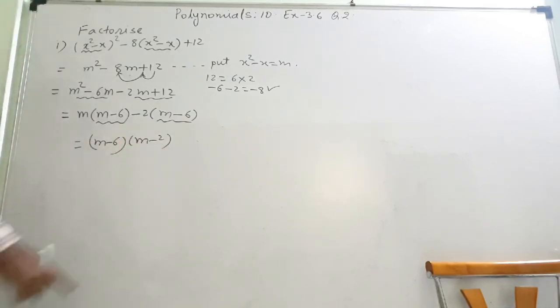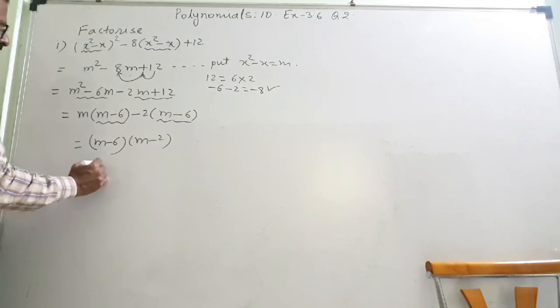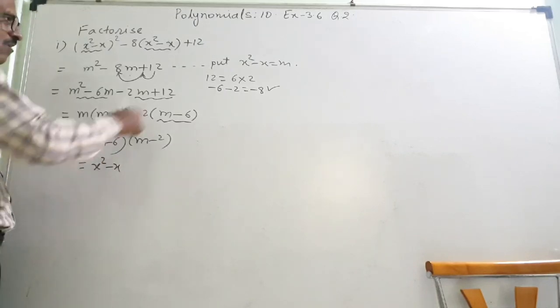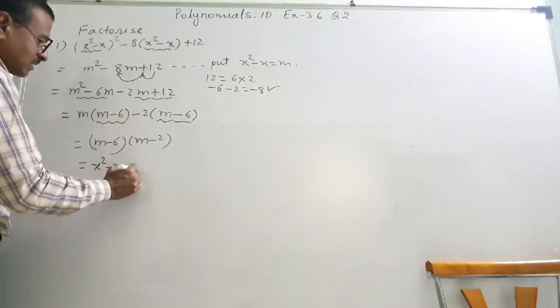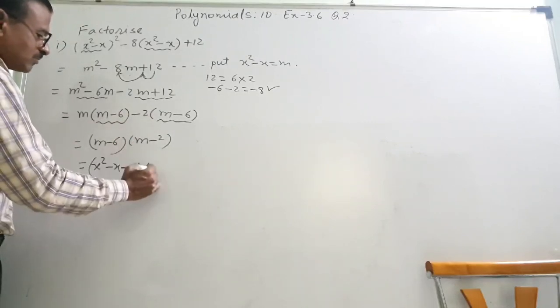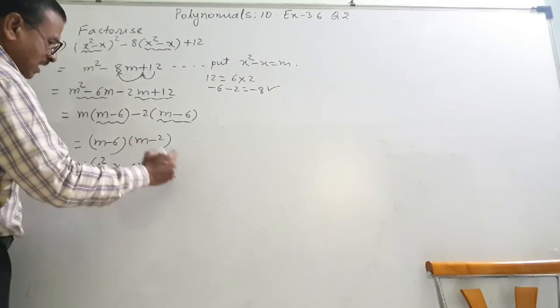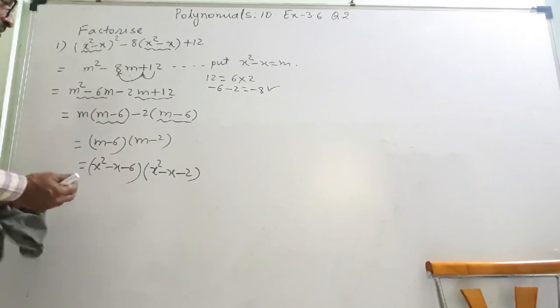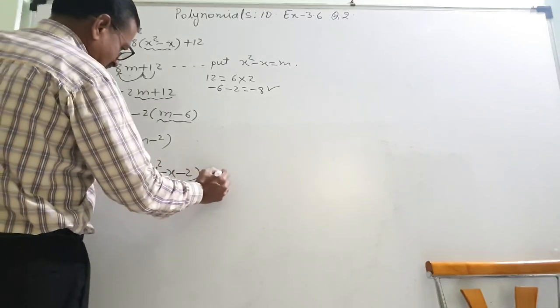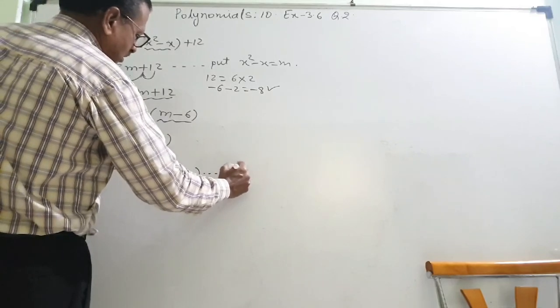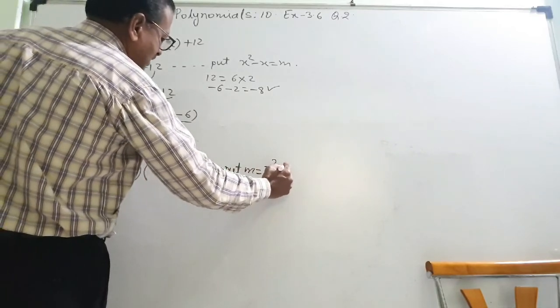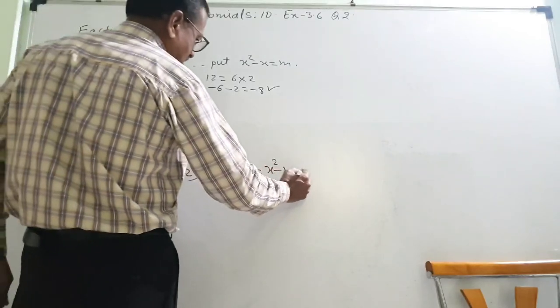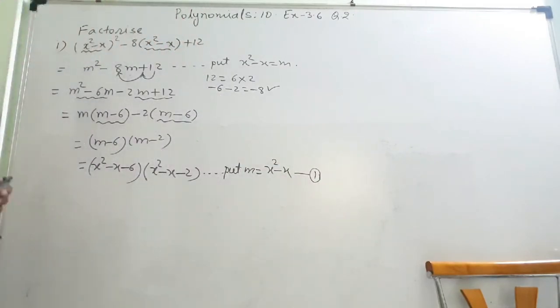But what is meant by m? M means x square minus x. So that is equal to x square minus x minus 6, into x square minus x minus 2. Now can I factorize this? I will have to check it. Here I will give the reason, put m is equal to x square minus x. And this is our 1. I will factorize this and put this again.